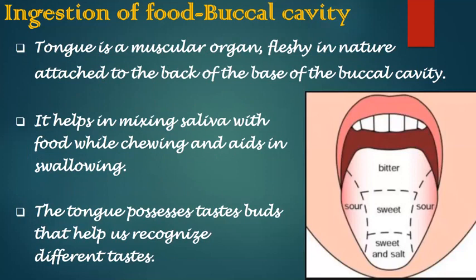Then, tongue is a muscular organ, fleshy in nature, attached to the back of the base of the buccal cavity. It helps in mixing saliva with food while chewing and aids in swallowing. The tongue also possesses taste buds that help us recognize the different tastes of the food.